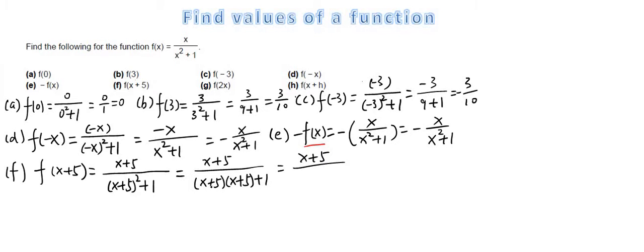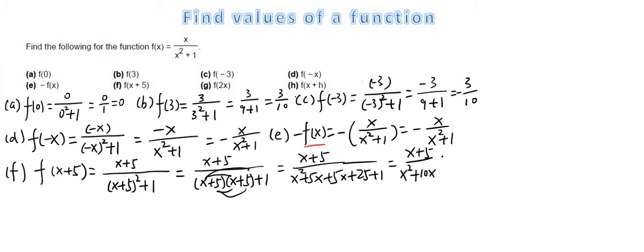So we can simplify it, distribution. We have x squared, x times 5 is 5x, 5 times x, 5x, and plus 25 plus 1. We can simplify it: x plus 5 over x squared plus 10x plus 26.